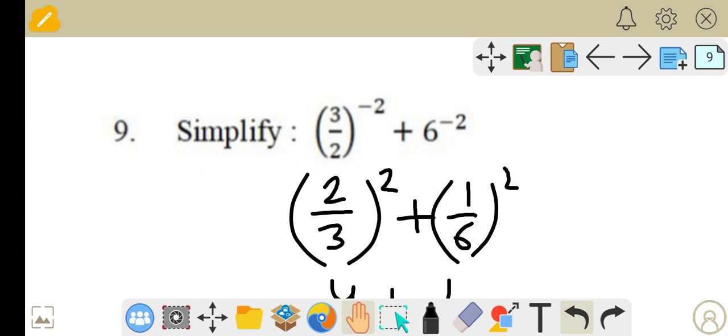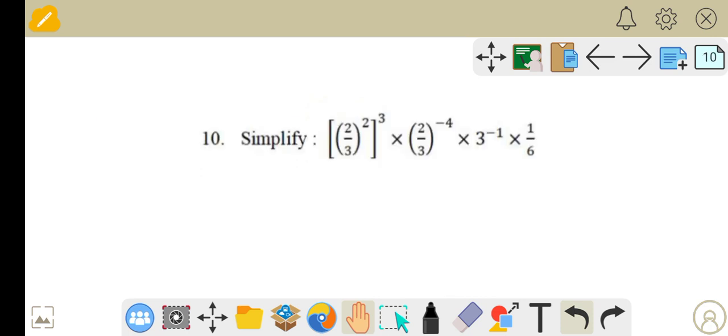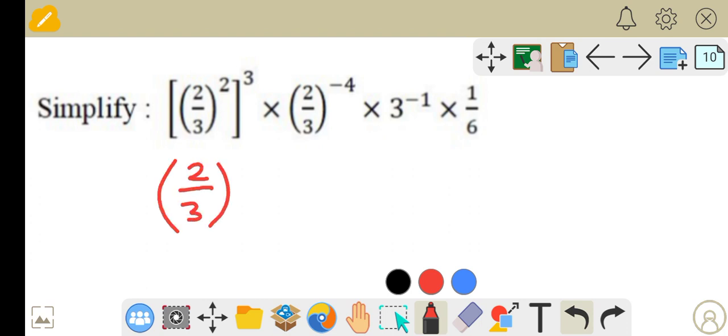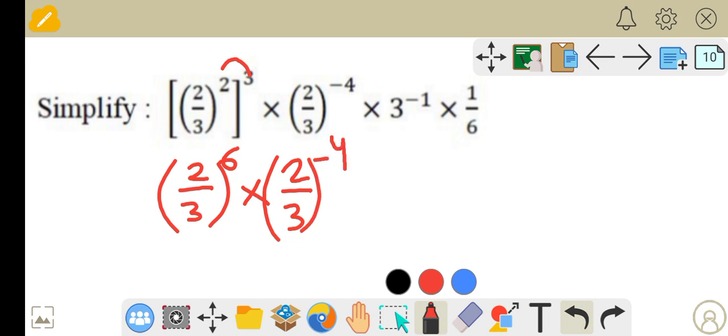Now the next question. Simplify. Again, a simplification question. So the first number can be written as (2/3) to the power 2 into 3, so it will be 6 into 2 by 3. We need not remove the minus because we have the same base in both, so we will solve it further. Now the next, into 3 inverse, 3 to the power minus 1, so it will be 1 by 3, and in the last 1 by 6.